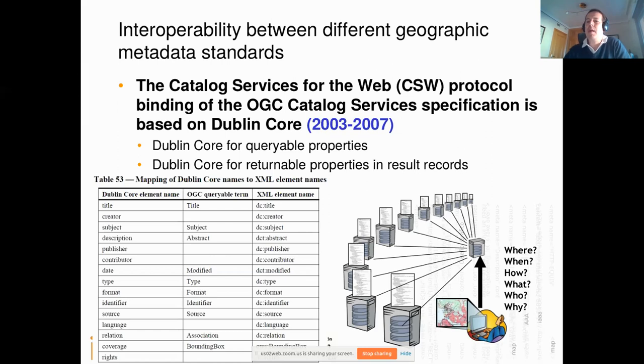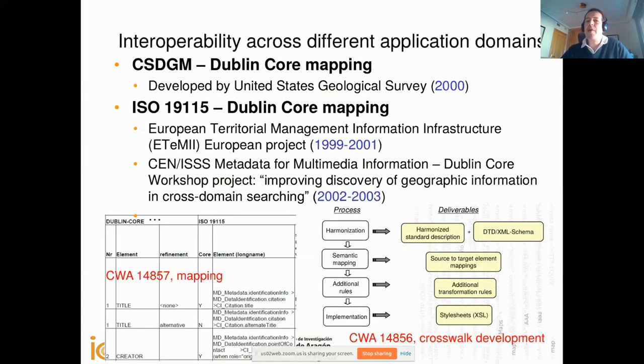it's much simpler and it's easy to provide interoperability if one organization is using the American standard or another organization is using the international ISO 19115 standard or other standards that were used also, for example, for remote sensing. And also Dublin Core was used for interoperability across different application domains because of the complexity of the standard and because geographic information is also useful in other domains, not so focused on geographic information systems.